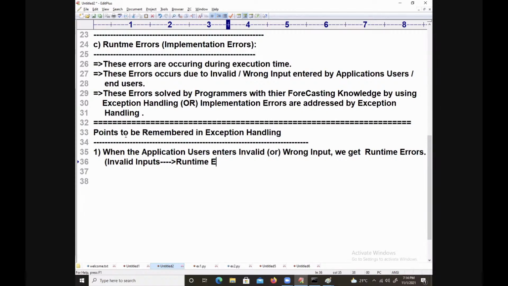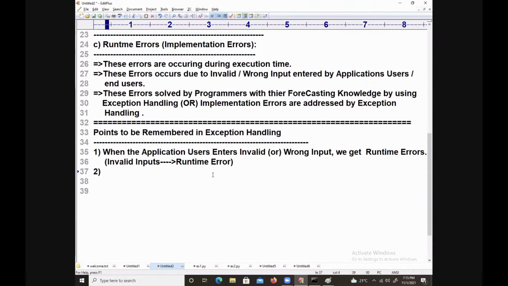That's it. I am not asking you to remember anything else. I will explain everything for you, because I am not explaining anything which is already known. You follow me, that's it. When the application user enters invalid input, after I explain, you remember it for lifelong, because what we use in industry, I am just representing in the class. You need this in the industry, that's it. Invalid inputs give what error? Runtime error. That is the first point.